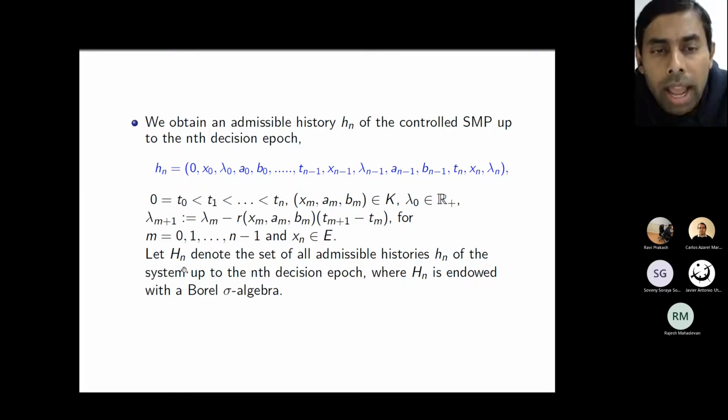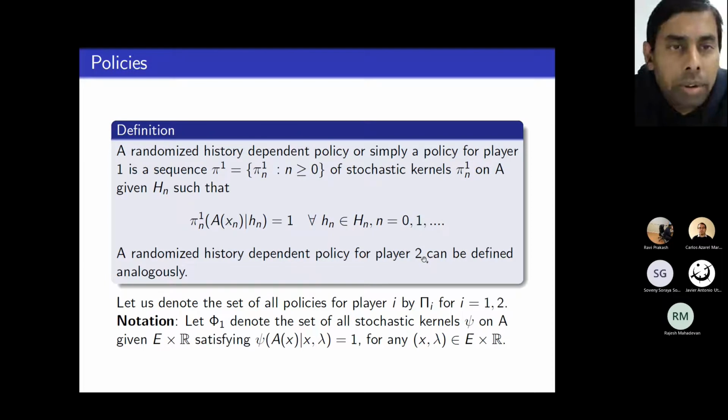Now, let Hn denote the set of all admissible histories. So you collect all possible histories of the system up to the nth decision epoch. Again, this will be a metric space, and you can endow it with the Borel sigma algebra. Now I am saying that the players are choosing actions. They are choosing actions based on some policies or strategies. So how to define such policies? We come to the definition of policies.